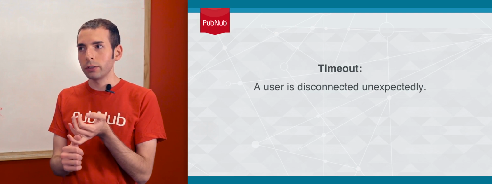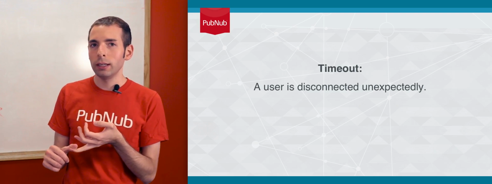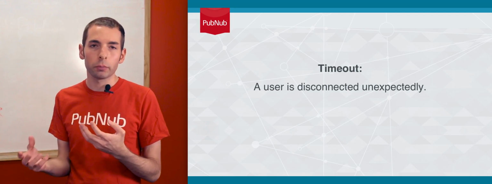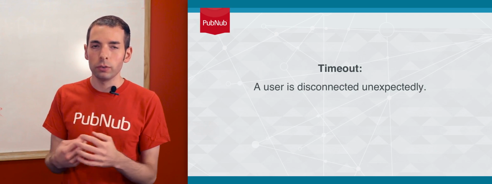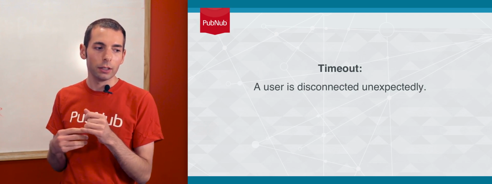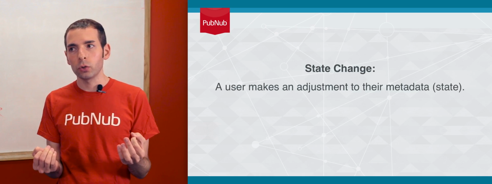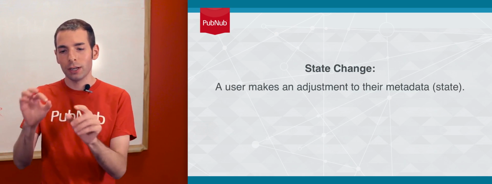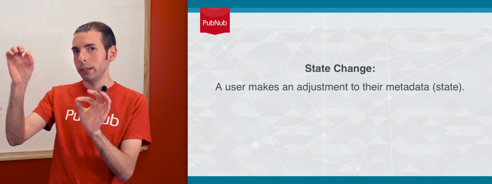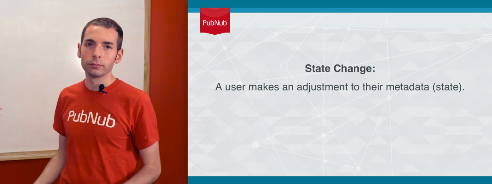The timeout event lets you know when PubNub detects an unintended disconnection from a client, and that will get propagated to the connected client. And a state change event is when a user makes an adjustment in their metadata, such as they're moving around on a map, so they need to update their latitude and longitude.